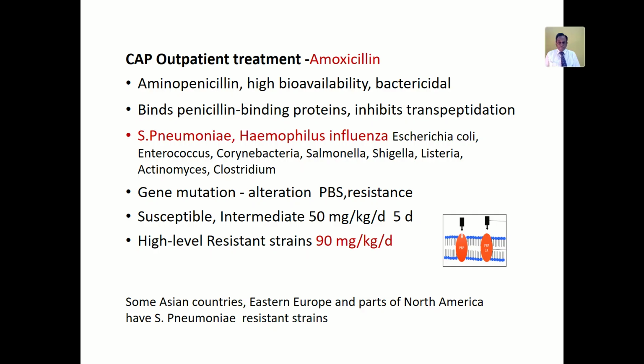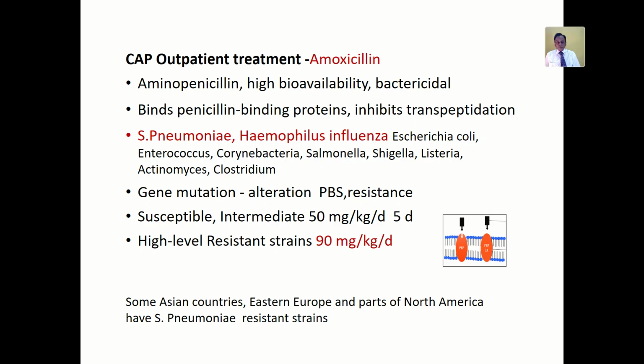But of late, throughout the world, in some parts of the world, particularly some Asian countries, East European countries, and even some parts of North America, streptococcal pneumoniae resistance keeps on increasing. It is because of gene mutation. If you frequently expose the organism to antibiotics, the organism develops resistance, because it goes for a mutation to protect itself, and it alters the binding sites.